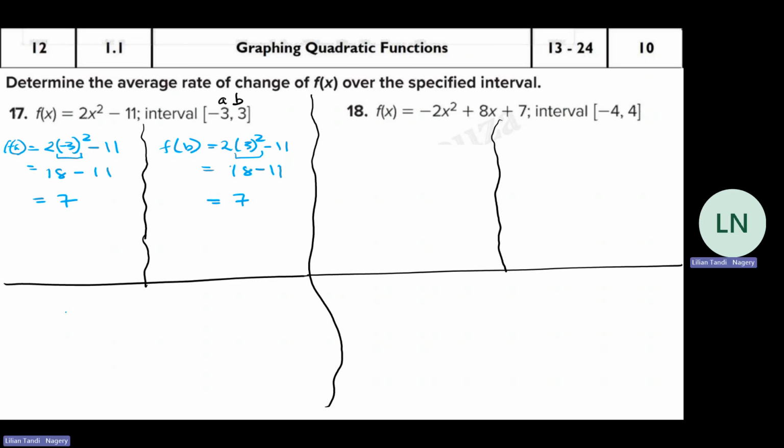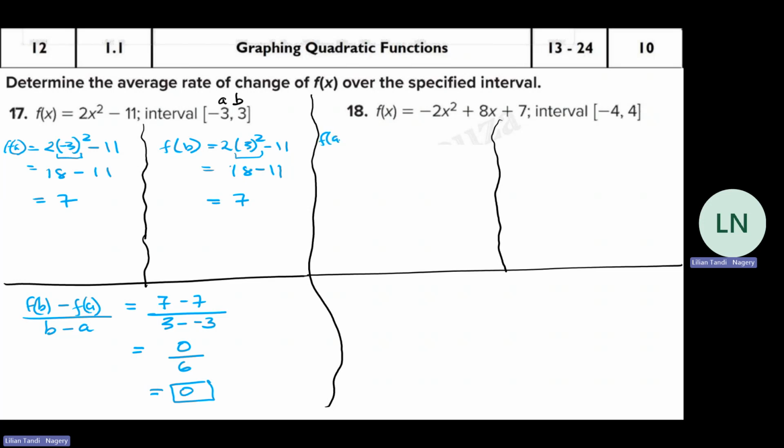Okay, so now we do f of B minus f of A over B minus A. F of B is 7 minus 7 over 3 minus negative 3. 0 over 6, which is 0. A number divided by 0 is 0.